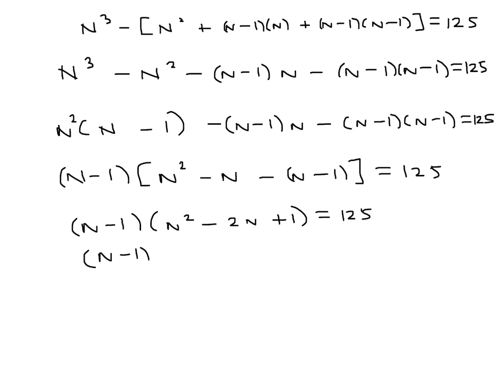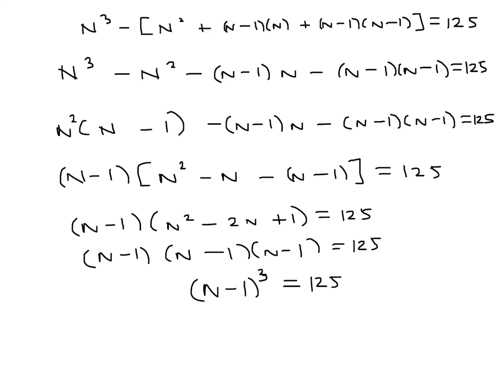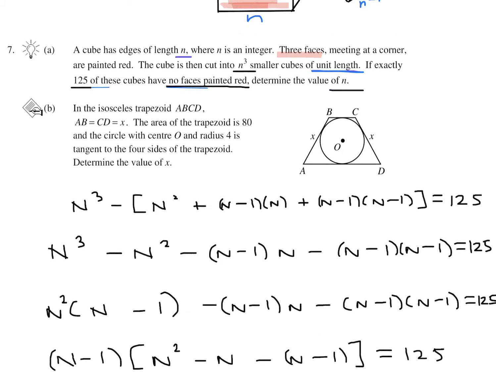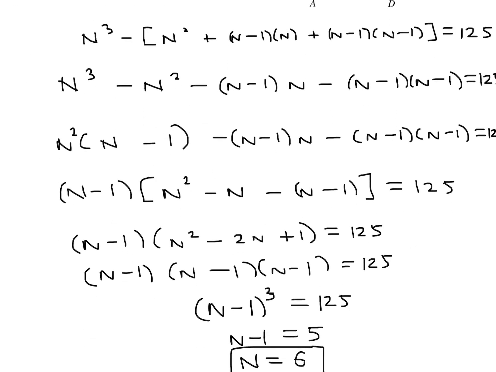And this looks like it can factor. Great, perfect. So this basically becomes n minus 1 cubed is equal to 125, and therefore n minus 1 is equal to 5, and therefore n is equal to 6. So that is what they're asking us in the question. Determine the value of n. So let's verify this now.